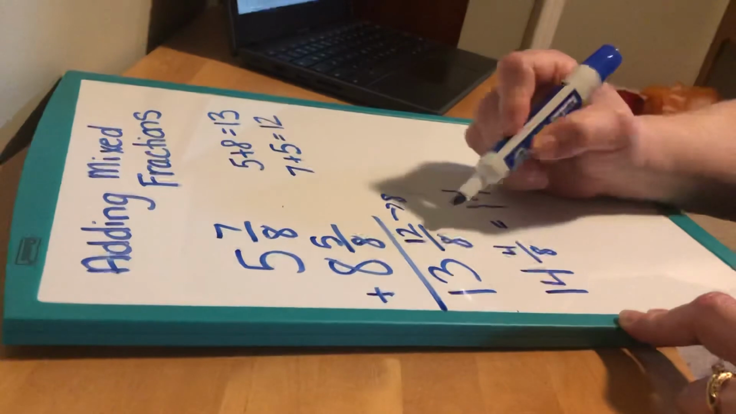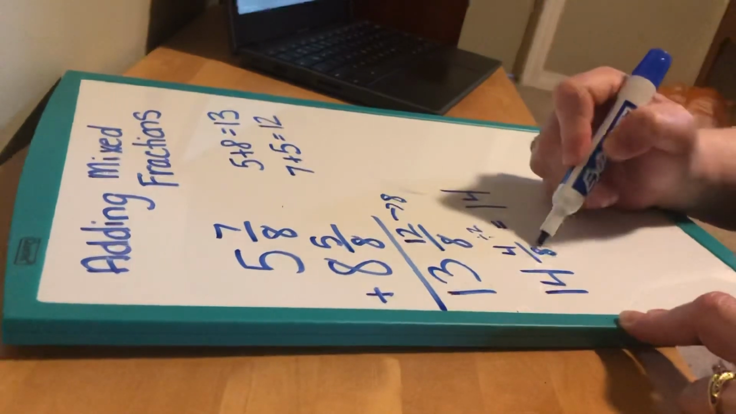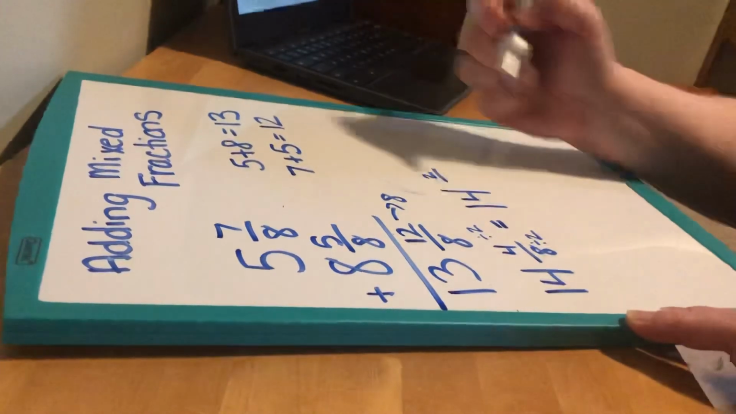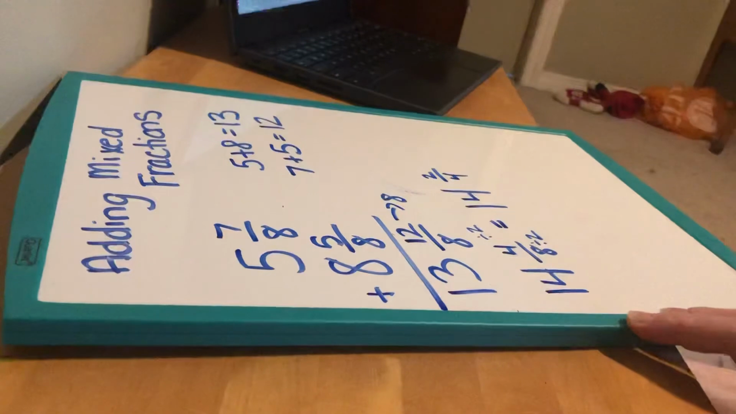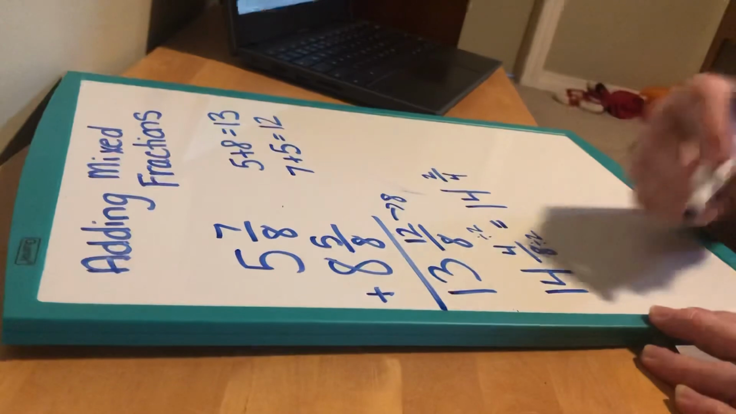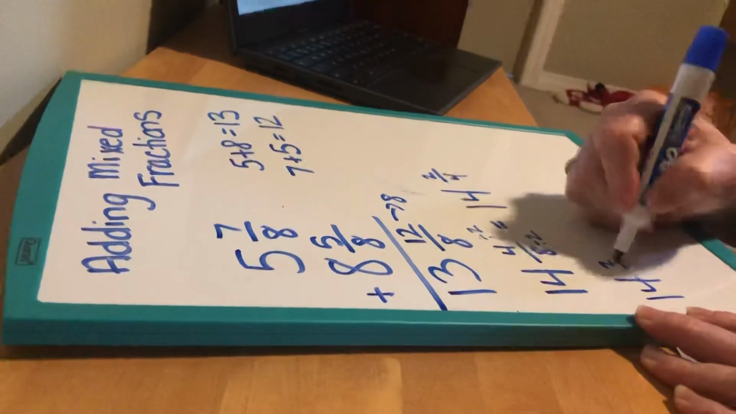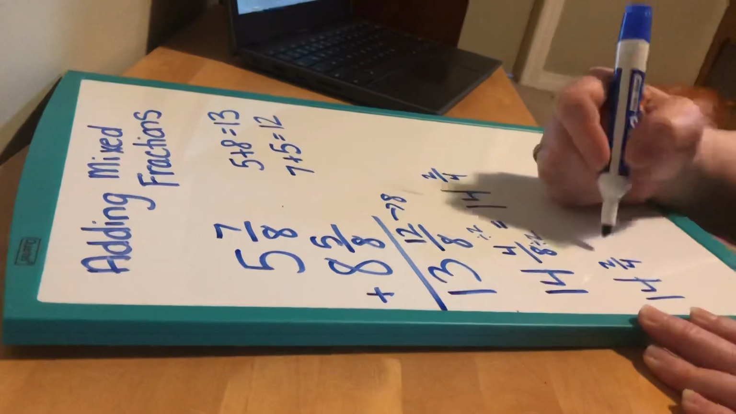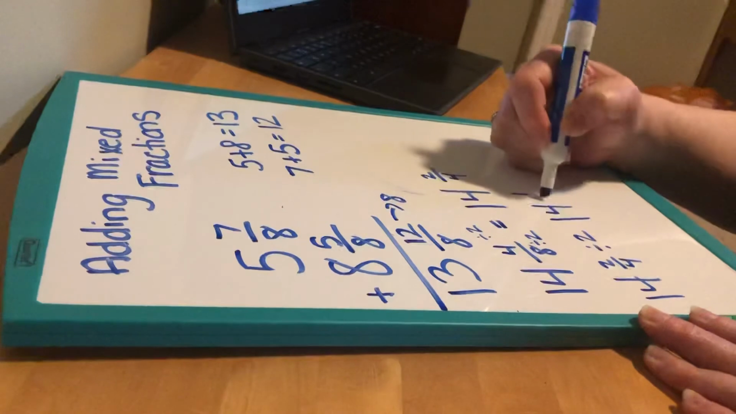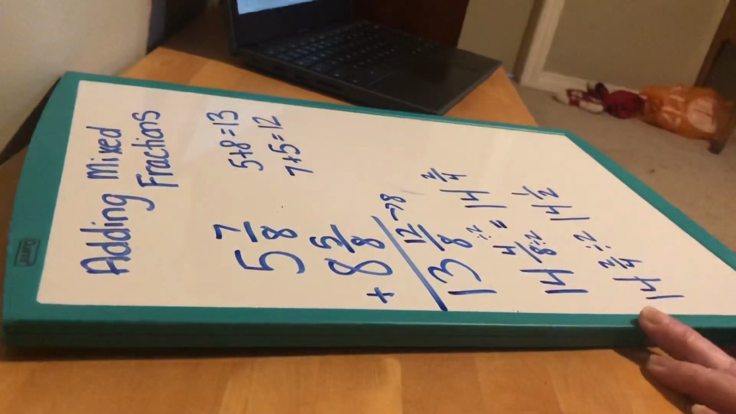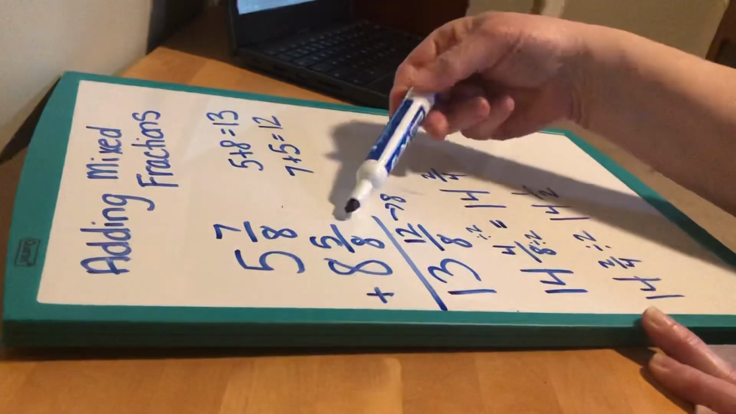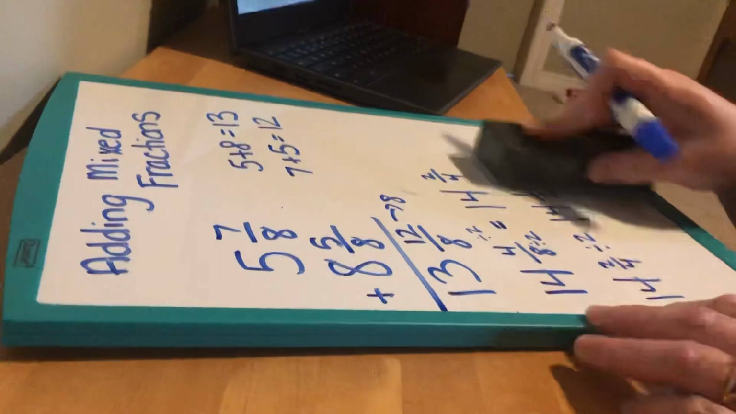I can divide the top and the bottom by 2. 4 divided by 2 is 2, 8 divided by 2 is 4. And then your brain might say one more time, wait a minute, that is still reducible. So I have 14 and 2/4, and I can divide the top and the bottom by 2, and I can get 14 and 1/2. I'm not as concerned about the reducing, but I for sure want us to practice this adding mixed fractions.